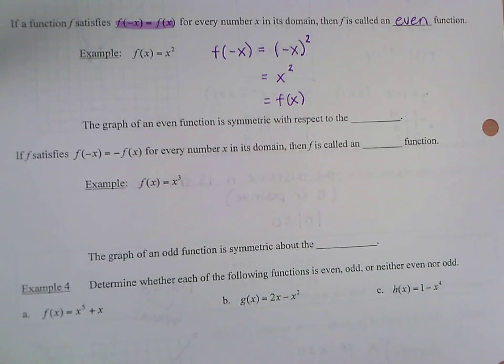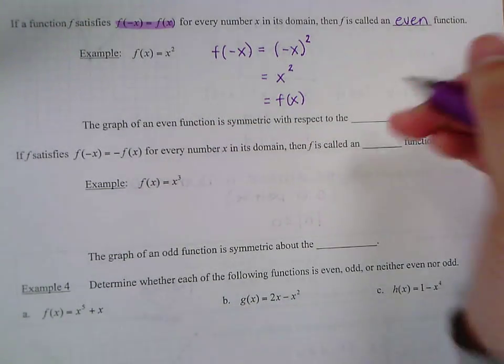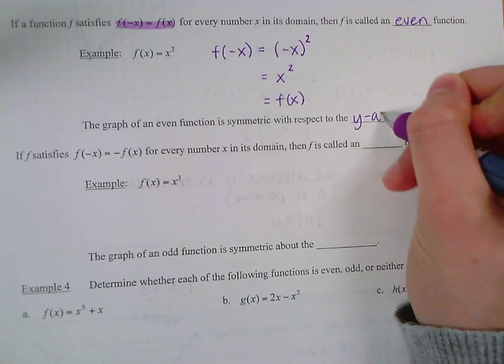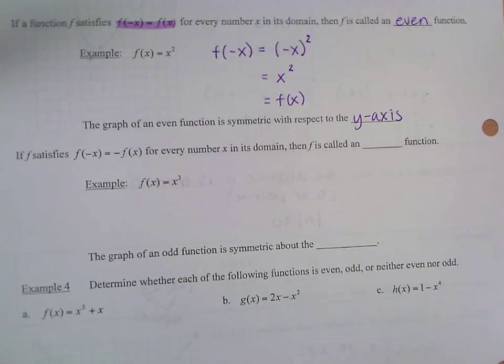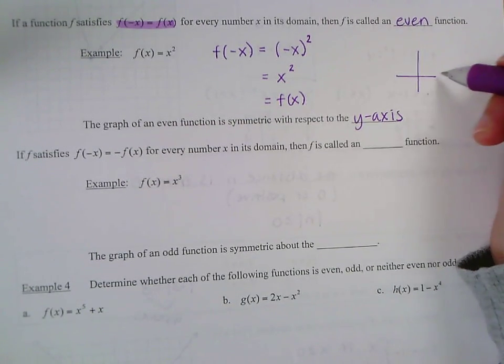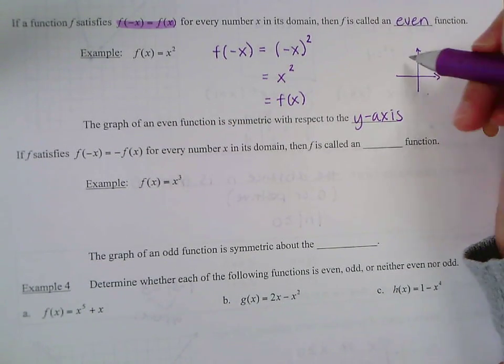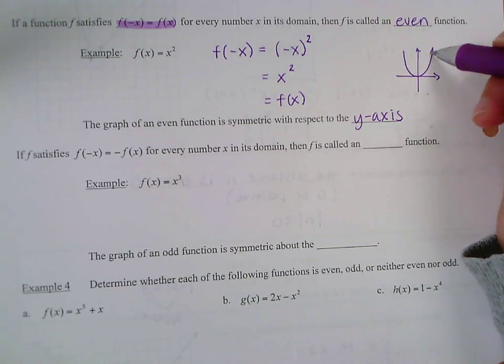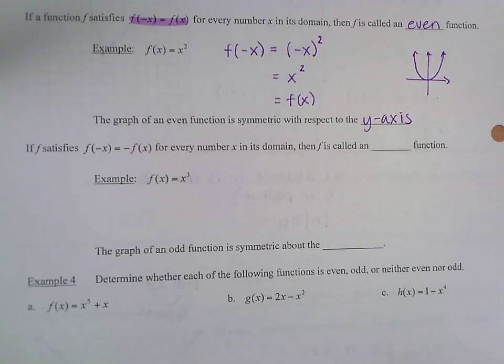I also have here that the graph of an even function is symmetric with respect to the y-axis. So we know if we graph y equals x squared, that is a parabola with vertex at 0, 0, and that graph is mirrored over the y-axis. Every even function will have that geometric property.